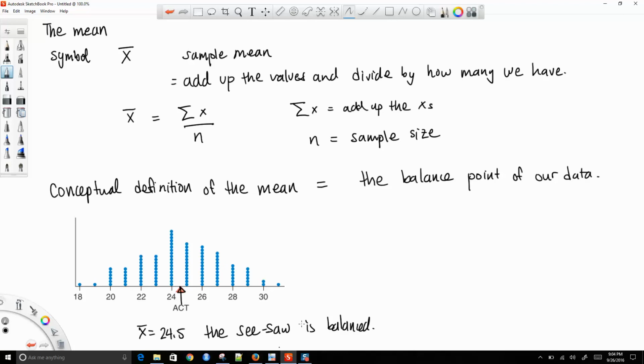When our data is skewed, the balance point gets pulled in the direction of the skew. When you're on the seesaw, you know that if you lean back, you get a little bit more leverage, right? Because now your weight is shifted away from the fulcrum, and so you're more likely to go down. So if the data is skewed, the balance point will shift in the direction of the tail, or in the direction of the skew.